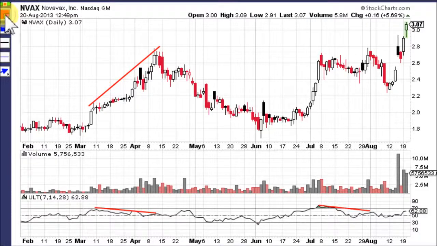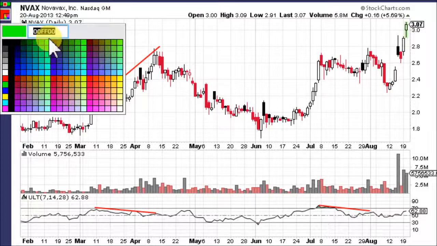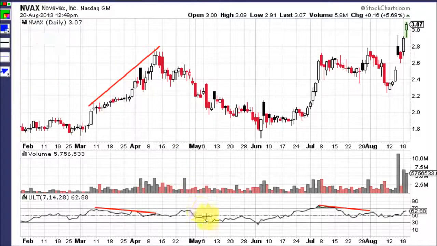Okay, let's talk about bullish divergences now. There's only one on this chart, and as the stock was falling right here, okay, the lows are down like this. On Ultimate Oscillator, the lows on it are going up.